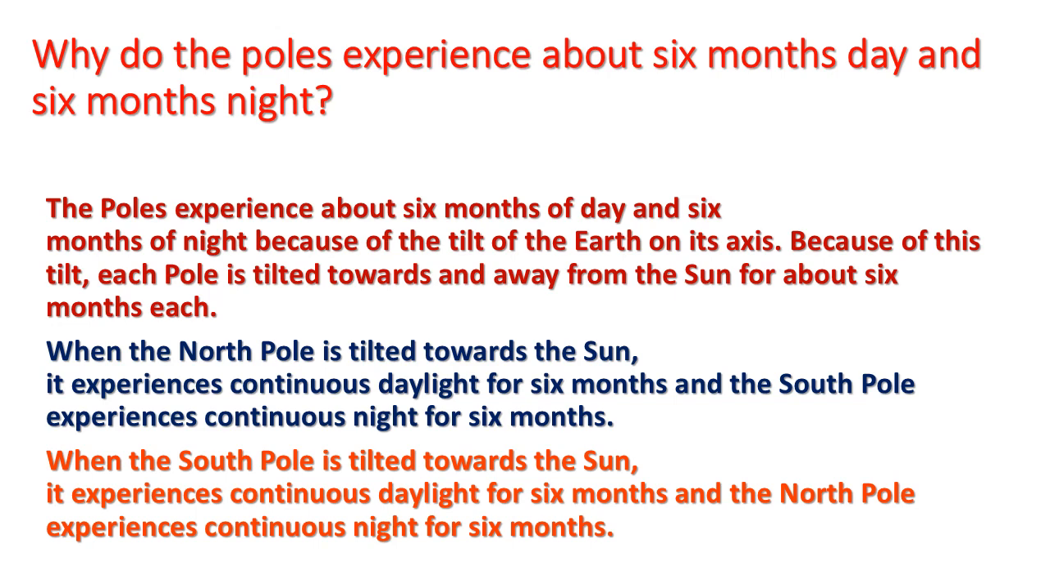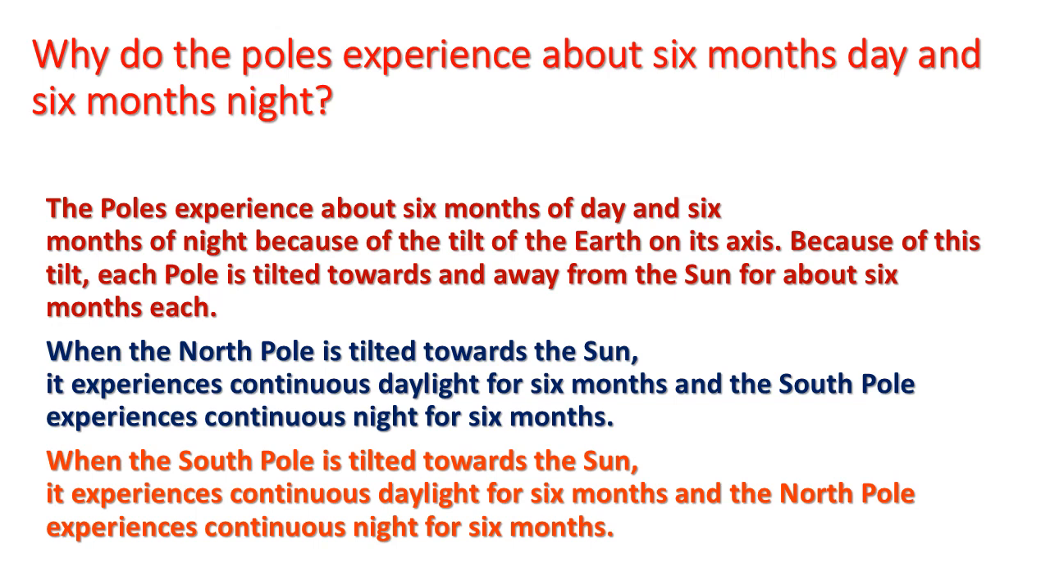Next, let us discuss another question. Why do the poles experience about 6 months day and 6 months night? The answer is the poles experience about 6 months of day and 6 months of night because of the tilt of the earth on its axis. Because of this tilt, each pole is tilted towards and away from the sun for about 6 months each.